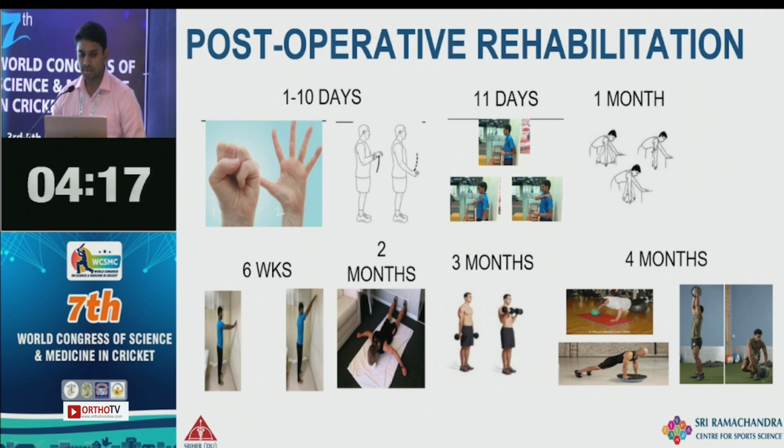pendular exercises, and after 6 weeks we start wall climbing exercises to improve the range of motion, and at 2 months we start scapular stabilization exercises. By the end of 3 months these patients should have a full range of motion, and we start isotonic exercises then, and at 4 months we start shoulder proprioception and plyometric exercises.